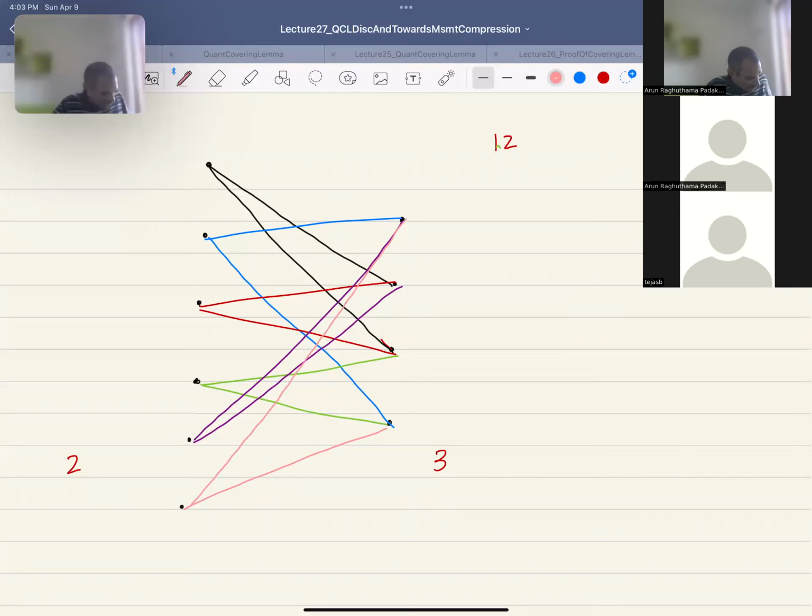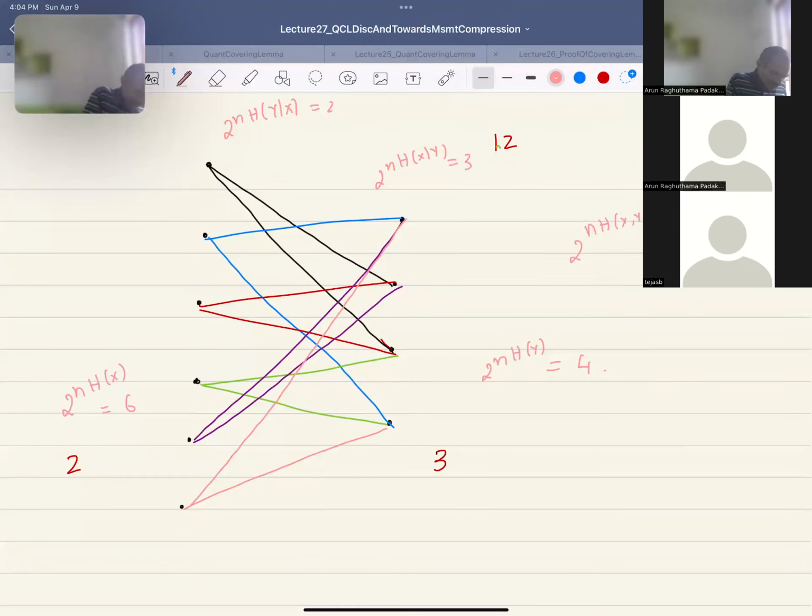So if you see this graph, I have 2^(nH(X)) sequences on the left, that is 6. I have 2^(nH(Y)) sequences on the right, which is 4. So 2^(nH(X,Y)) is 12. The outside, 2^(nH(Y|X)) is 2, and 2^(nH(X|Y)) is 3. So the left degree is 2, the right degree is 3.